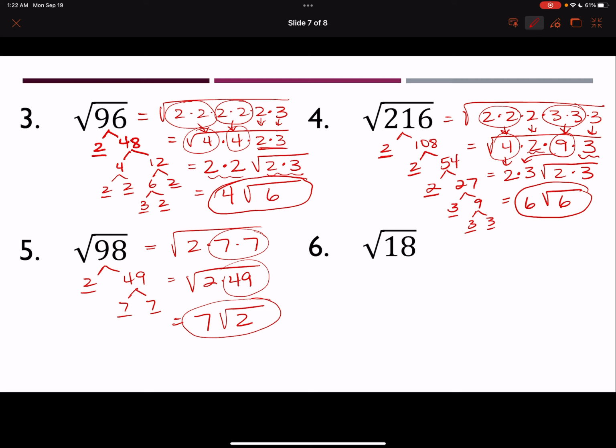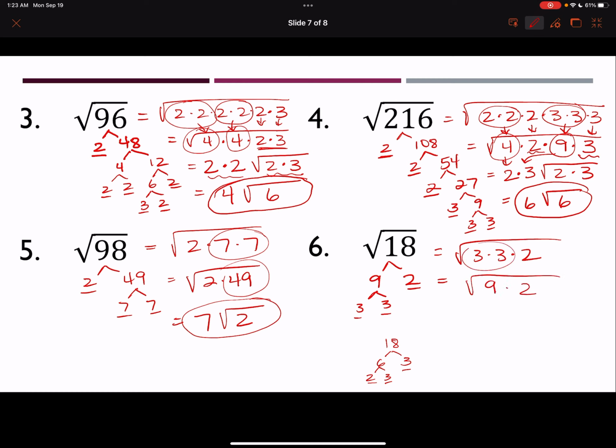All right, number 6, square root of 18. So square root of 18 could be 9 and 2. This could be 3 and 3. Or you could have broken this up into 6 and 3 originally, but then, let's see. Look, if I do 6 and 3, the 6 is still going to turn into a 2 and a 3, and I'll still have 2 3s and a 2. So the 3s give me a 9 when I multiply them together. And then I know that the square root of 9 is 3. And I can't take the square root of 2. So my final answer is 3 root 2.